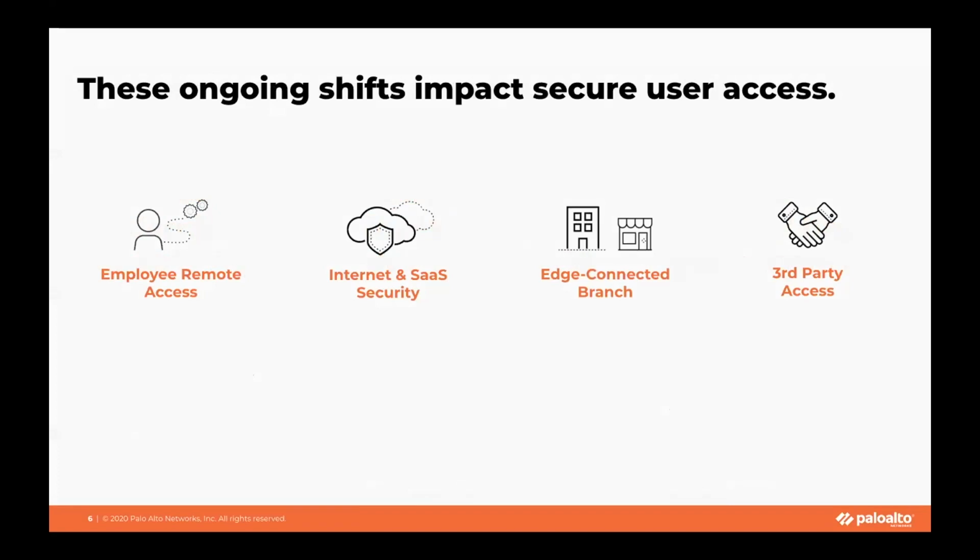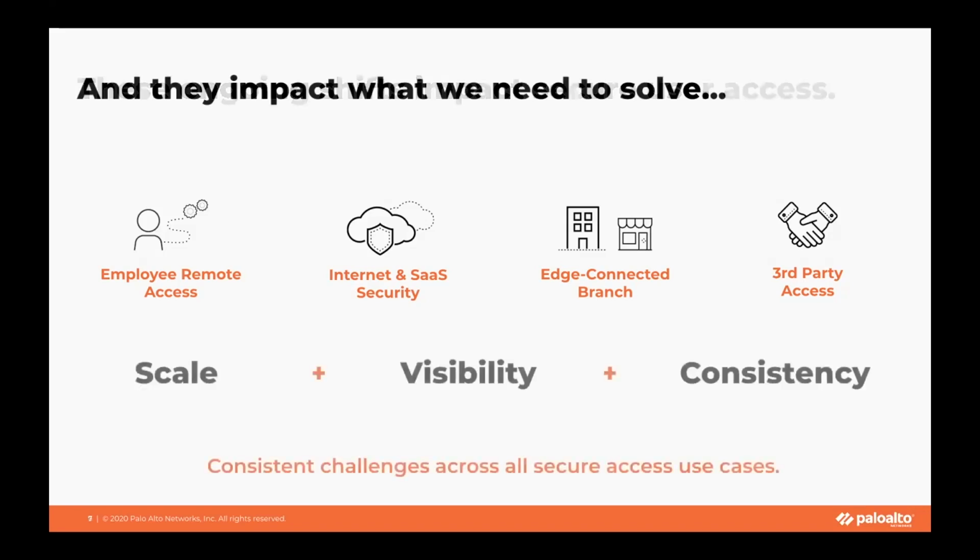So the shifts, if I boil it down at its simplest level, right, we have to figure out ways of providing secure access between a user and a resource. That's it, highest possible level. You got a user, they could be anywhere. You got a resource, data center, cloud, SaaS, doesn't matter. We have to provide access securely. So what are the 4 buckets that these really kind of fit under, right? Under most organizations, these are them. We've got employee remote access, internet and SaaS security, edge connected branch, and third-party access. These are very typical across probably 90% of the organizations out there.